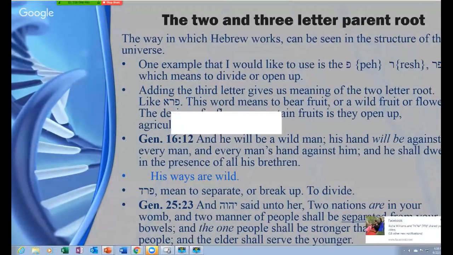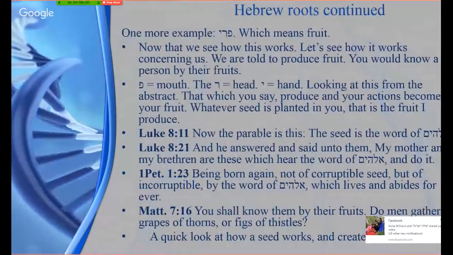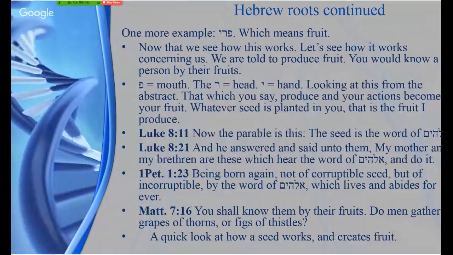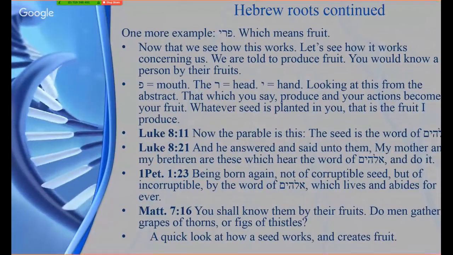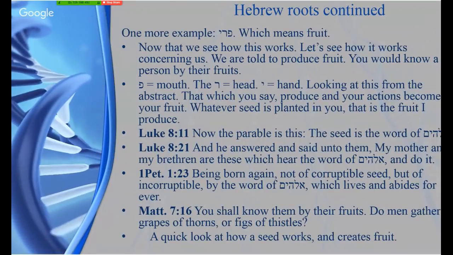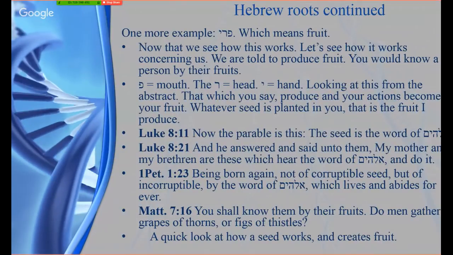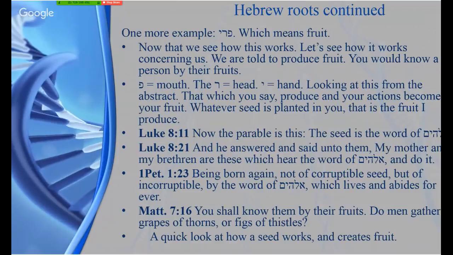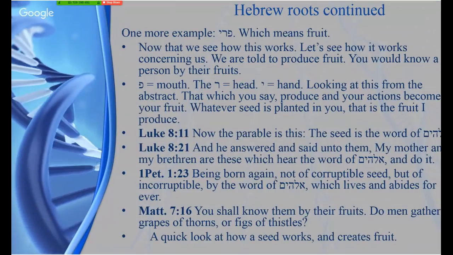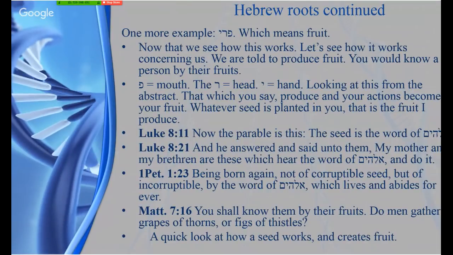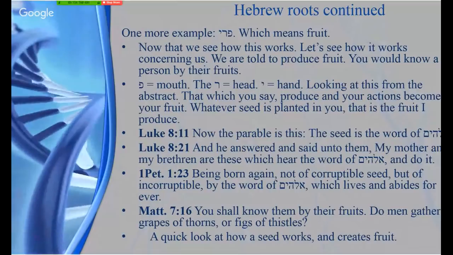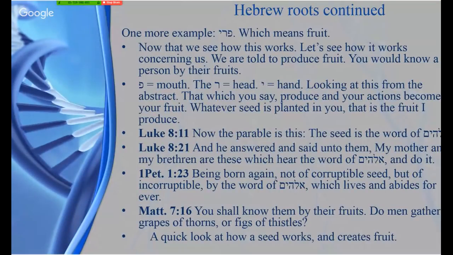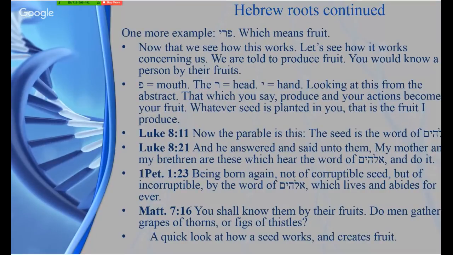One more example, which is pari. Pari means fruit, right? You don't even have to guess, it's right up there, I promise. Notice the pay and the resh. Now that we see how this works, let's see how it works concerning us. We are told to produce fruit. You would know a person by their fruit. Now the pay is the mouth and the resh is the head, and this doesn't work in syntax, it's just pictographically how this breaks down. But when you add the yod, it means a hand, right? Is everyone with me so far?